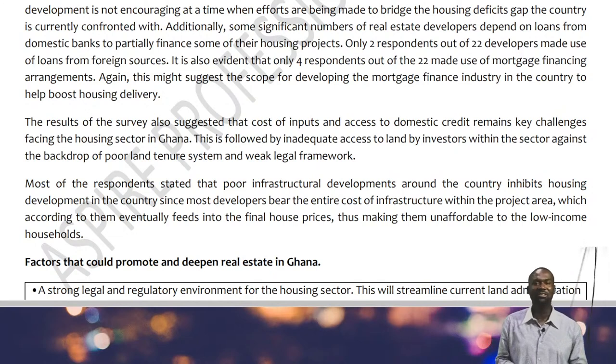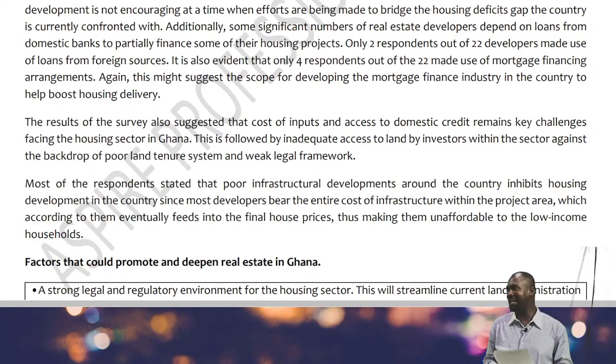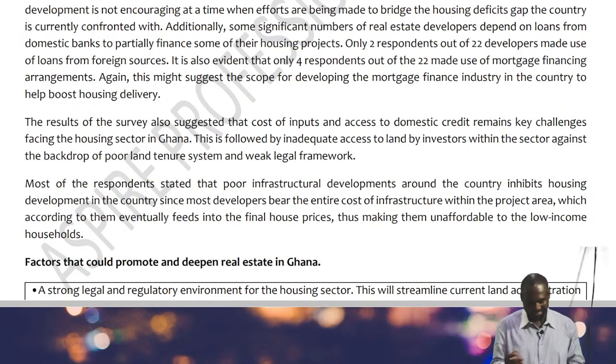A strong legal and regulatory environment. If we have that in place, what is the implication? It's an opportunity. Exactly, it's an opportunity. So streamline the current land administration in Ghana. Exactly, the systems and procedures, and all sector players, and provide a framework for a market-based housing sector in Ghana.